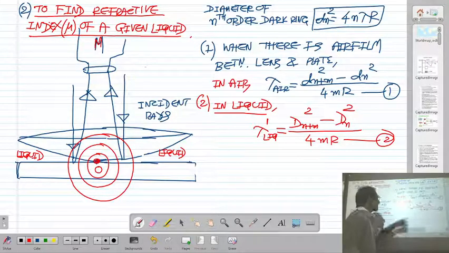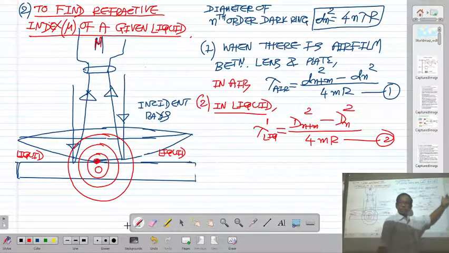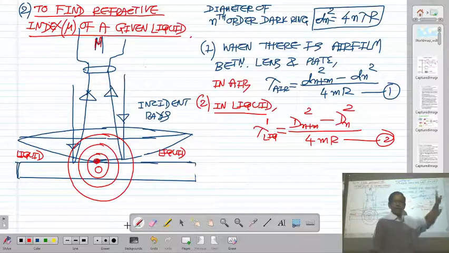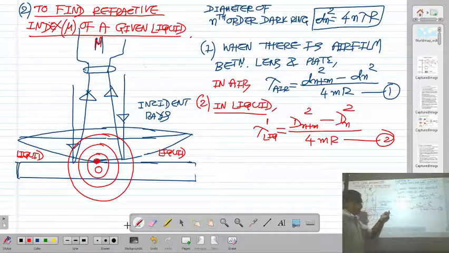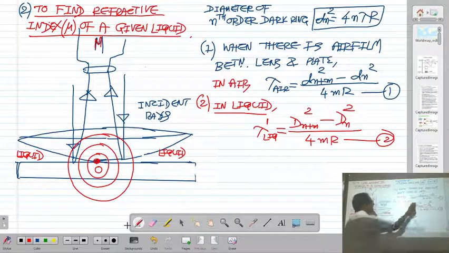So in air film, the wavelength of light lambda is small d n plus m square minus d n square upon 4mr, where small d n plus m and d n are the diameters of rings in air. In liquid film, the wavelength of light in liquid, lambda dash, is capital D n plus m square minus D n square upon 4mr.